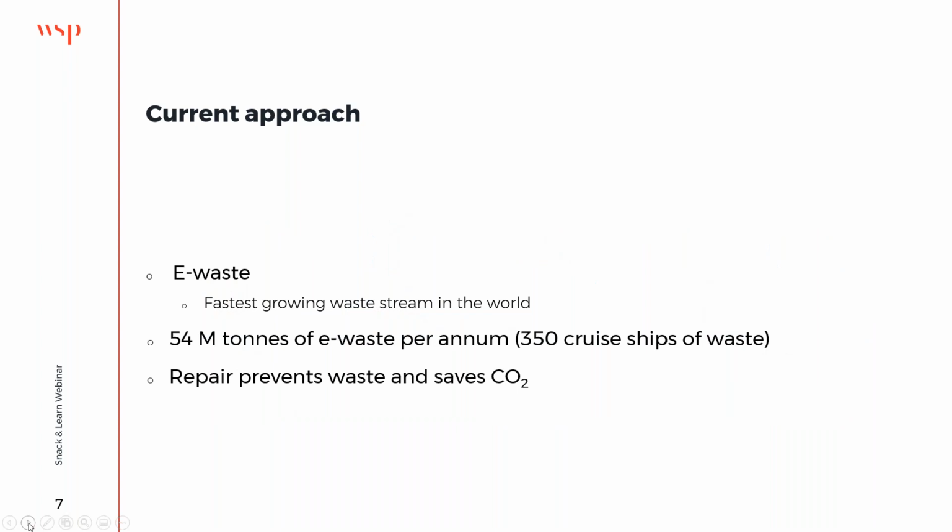This take, make, waste model generates significant electronic waste, in part as a result of our industry. E-waste is the fastest growing waste stream in the world, generating 54 million tons per year, the equivalent volume of 350 cruise ships. It goes without saying that repairing a product, rather than throwing it away, prevents such waste and the inherent carbon associated with it. Next slide, please.